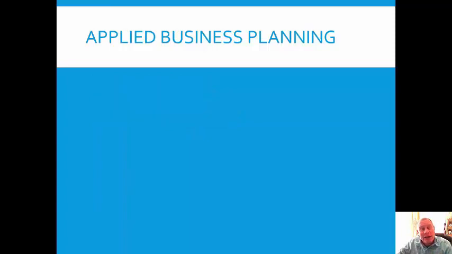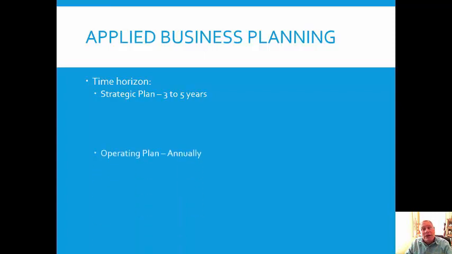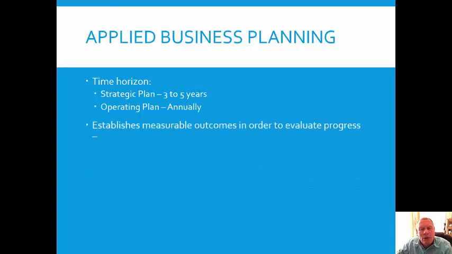When you're looking at business planning, there's time horizons. Most organizations and firms and individuals have strategic plans. That's where are we going in the next 3 to 5 years. Then there's the operating plan, also known as a budget, and that's generally done on an annual basis, and it's fairly detailed. There's many ways that you can do this. A plan, whether it be strategic or budget, establishes measurable outcomes in order to evaluate progress. You can have the goals, you can articulate them, you can have strategies, but how are you going to measure? And they're both financial and business.